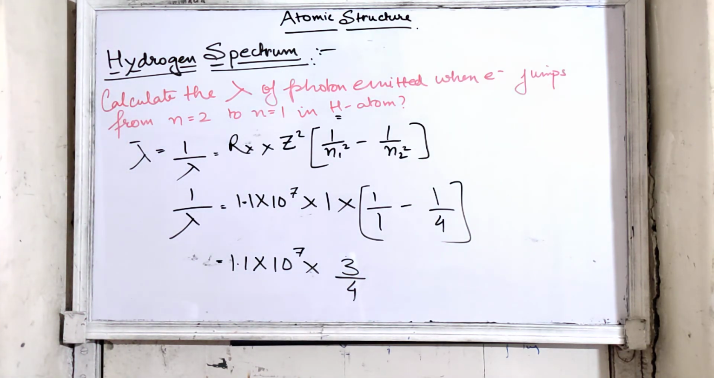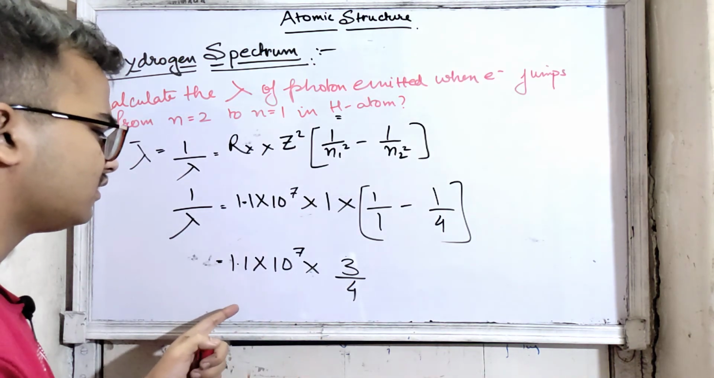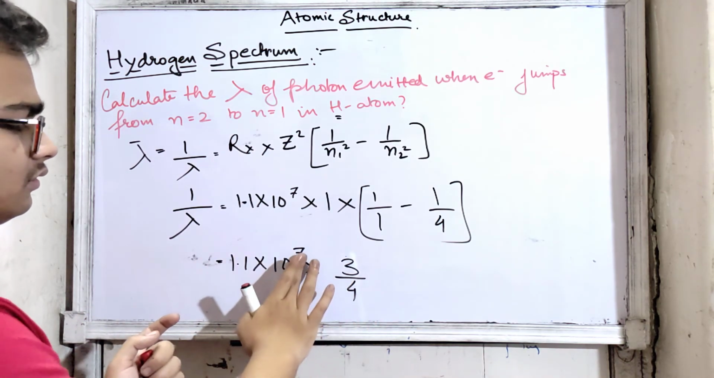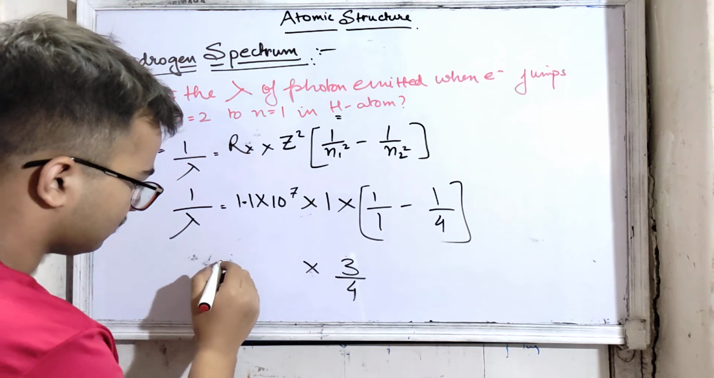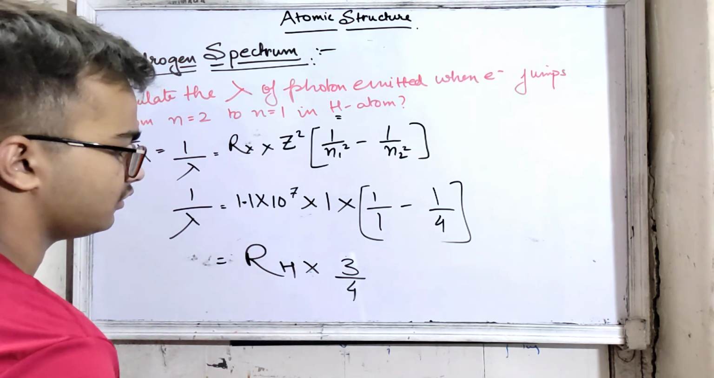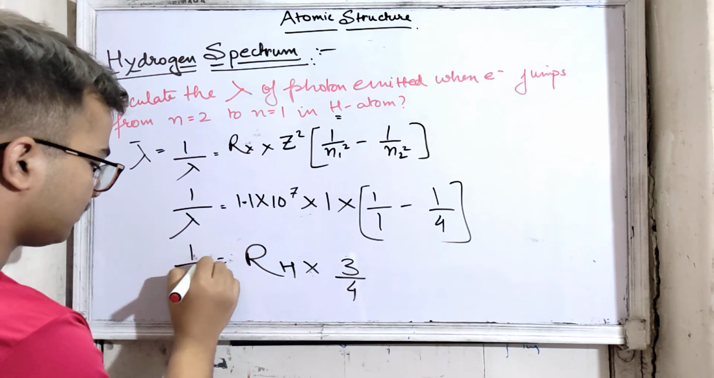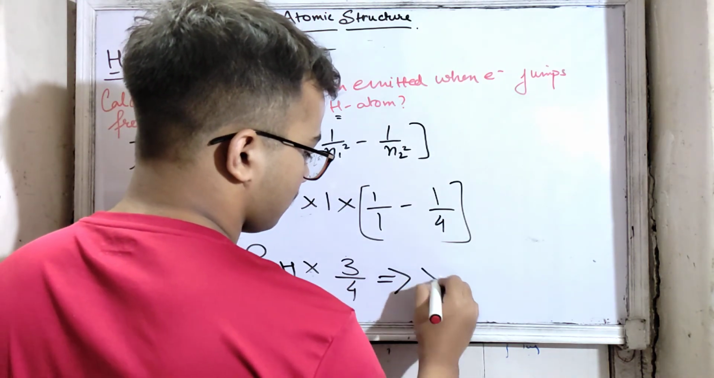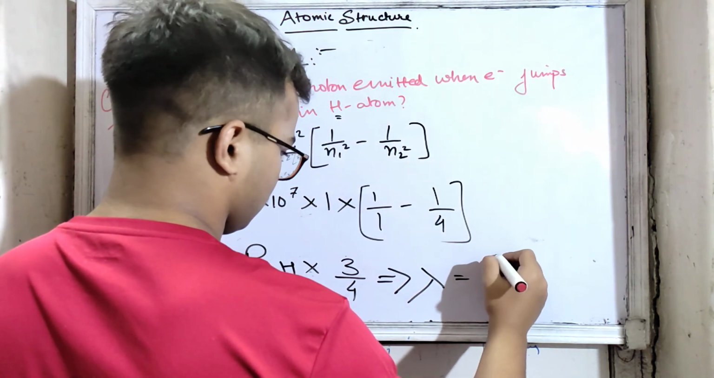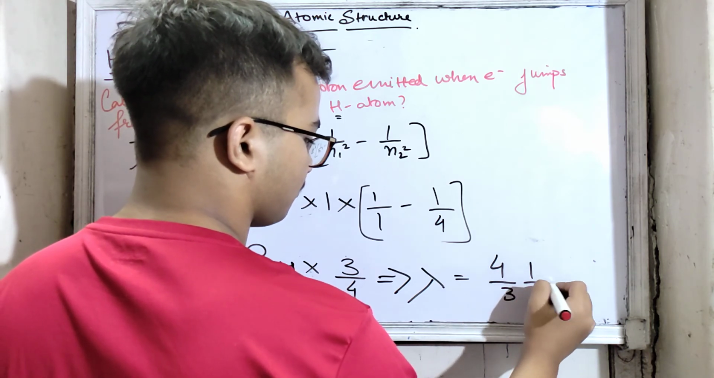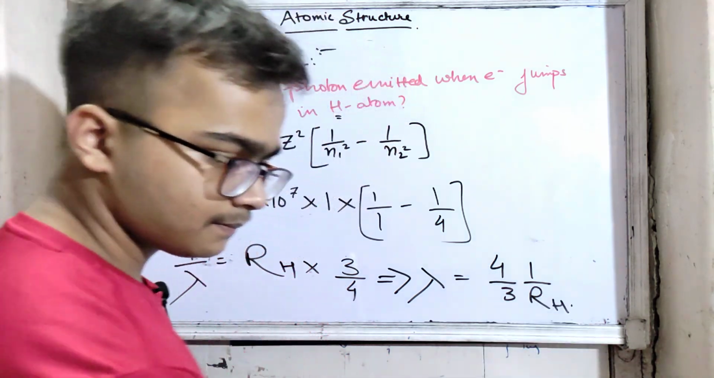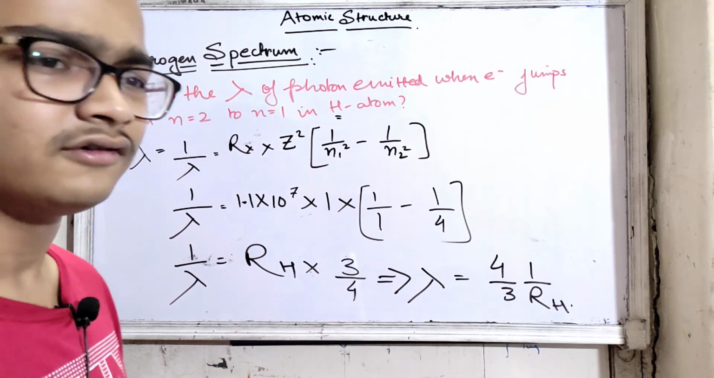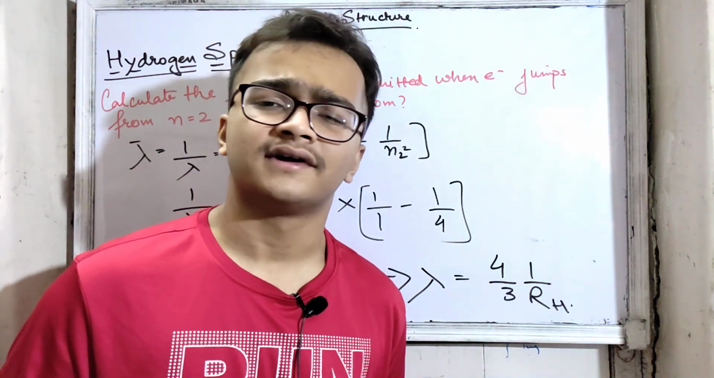Okay, so if you are not interested to put the value, and if you find the option that this thing is coming, means you can get the option like this also, RH into 3 by 4 means 1 by lambda equal to Rydberg constant into 3 by 4th. So what will be lambda? Lambda equal to 4 by 3 into 1 by RH. Clear? So this was the formula. Like this type of question come from the hydrogen spectrum. So this was the first part of the atomic structure series.